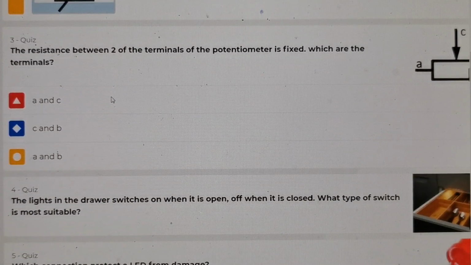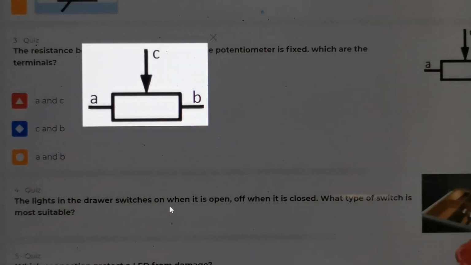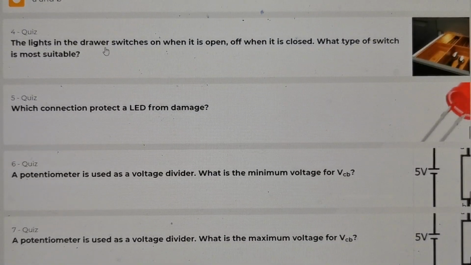Number four. Right now, what's the answer? The question is about the resistance between two terminals. Of course, the two terminals that are fixed are A and B.